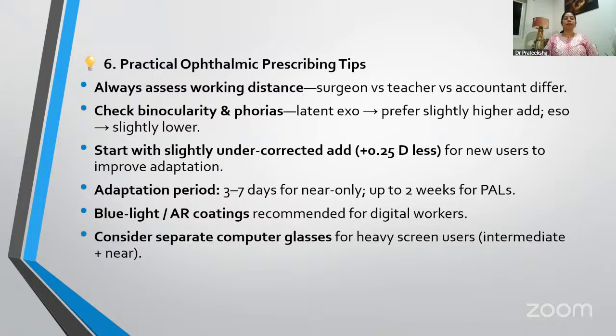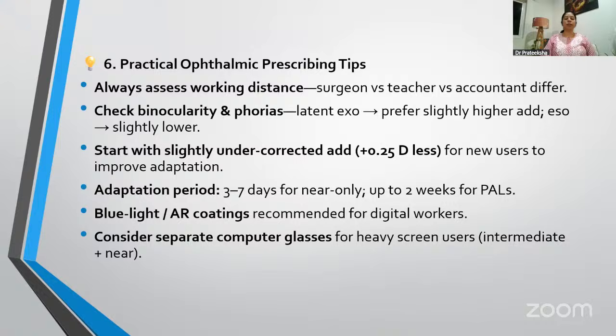Practical ophthalmic prescribing tips. Always assess working distance: surgeon versus teacher versus accountant. The working distance is very different. Check binocularity, for example latent exo. Prefer a slightly higher add for exo; for eso, a slightly lower add. Start with a slightly undercorrected add, 0.25 less for new users, to improve adaptation.